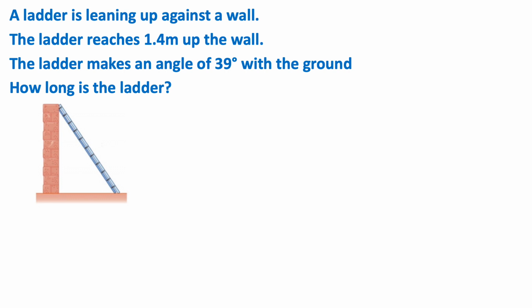Let's see if we labelled the same way. First thing we have to do is the ladder reaches 1.4 meters up the wall. Well, that's that number along there. Because see now, that ladder is touching 1.4 meters up the wall. Then we said the ladder makes an angle of 39 degrees with the ground. It goes in there because that's where the ladder touches the ground. When I said how long's the ladder, you've got to put an X somewhere. We'll put it on the ladder because that's what we're trying to find out.